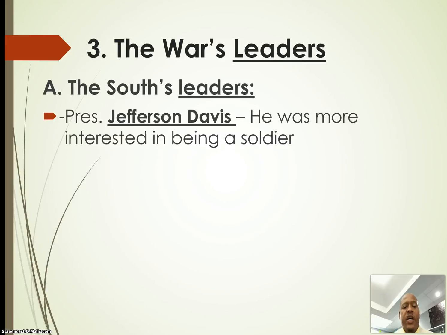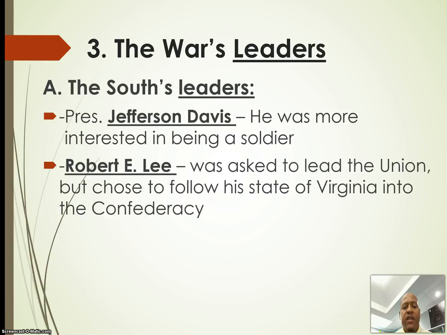The South's leaders: two major ones. You have Jefferson Davis, as I said earlier. He was more interested in being a soldier, fighting the war, than being president, but he was elected president of the Confederacy. And then Robert E. Lee, he is a unique figure.